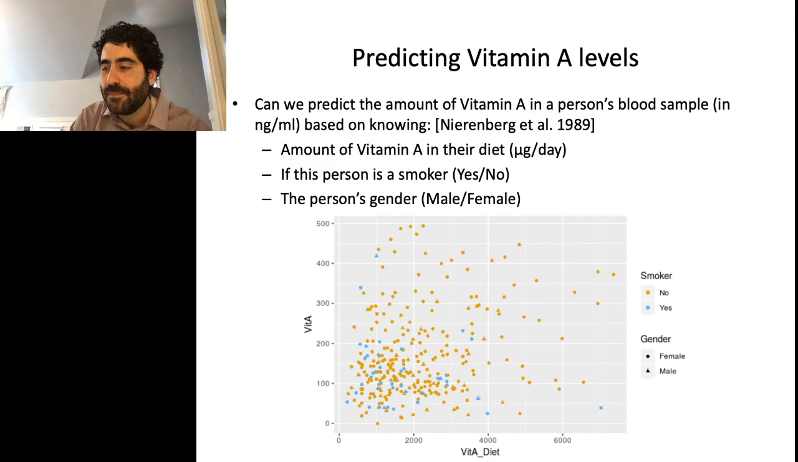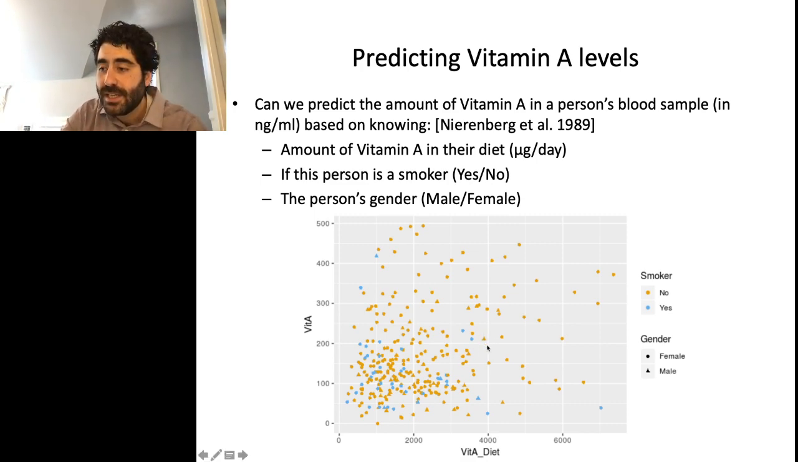So on the y-axis is the amount of vitamin A in their blood. This is the thing we're actually trying to predict. It's on a scale from 0 to 500 nanograms per milliliter. And each dot here is a person, and you can see each dot has 3 different predictors associated with it.